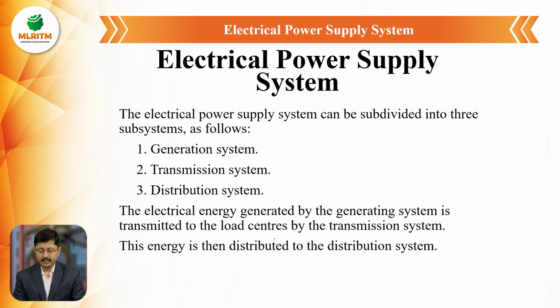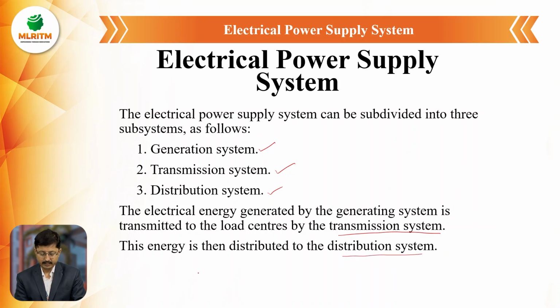So now let us go for the next one, that is what is electrical power system. The electrical power systems can be subdivided into three subsystems. They are generating system, transmission system, and distribution system. The electrical energy generated by the generating system is transmitted to the load center by the transmission system. Whatever power is generated at the generating station is transmitted to the load centers with the help of the transmission system. The energy is then distributed in the distribution system.